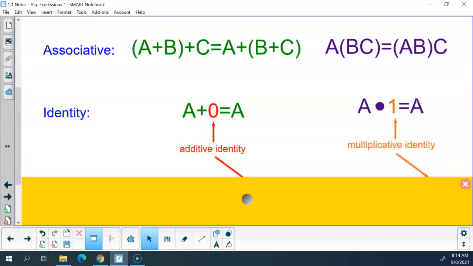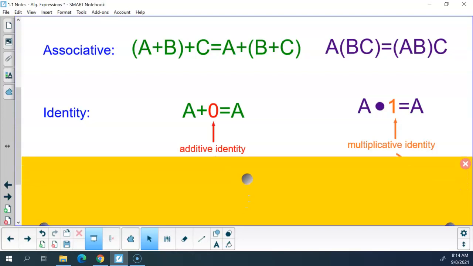Next one is the identity. The identity for addition says that when we add 0, nothing changes. When we multiply by 1, nothing changes. So that's what those are. So the additive identity is 0. The multiplicative identity, and the only reason that one's on there is because I love the word multiplicative, it's my favorite, is 1.